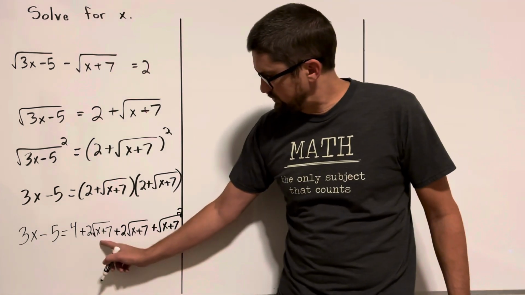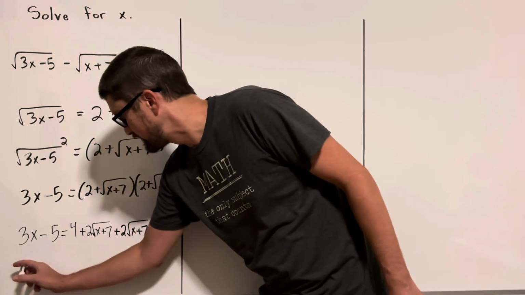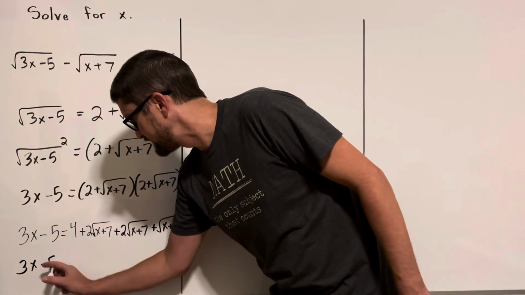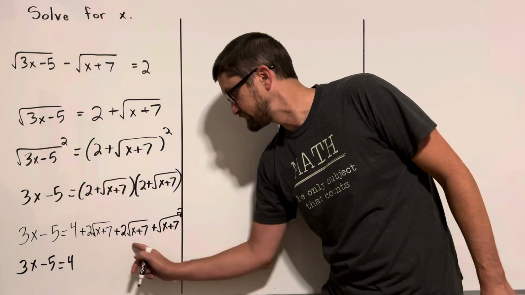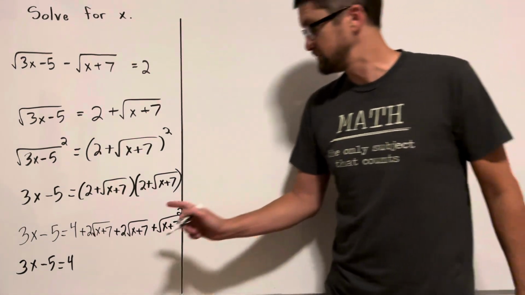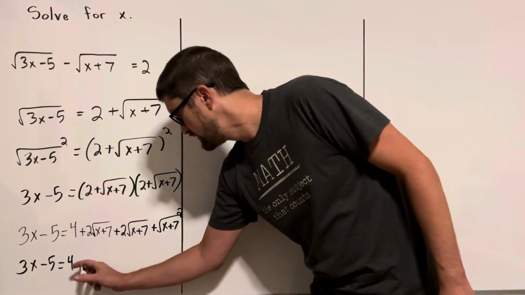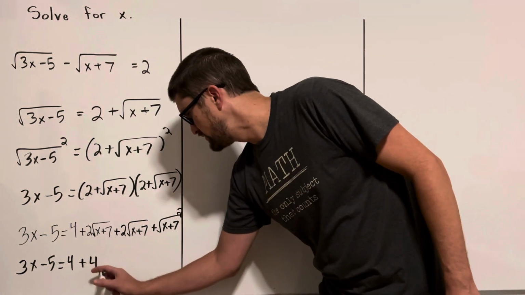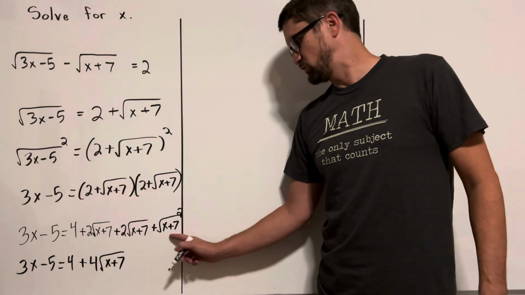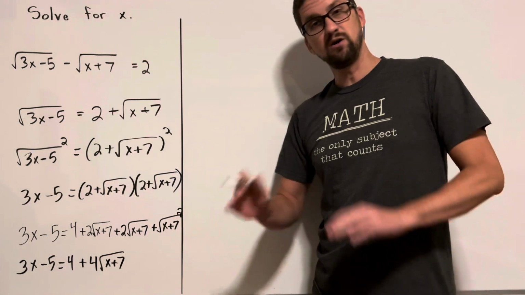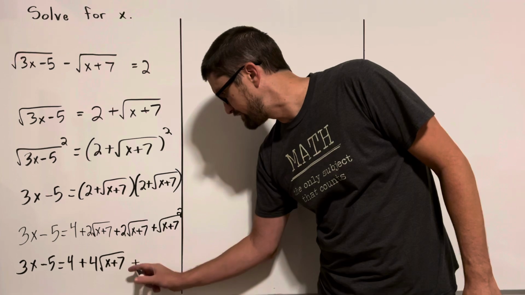All right, so the two middle terms, those are like terms. You can combine those. So I have 3x minus 5 equals 4. I'm going to combine these two terms. 2 square root of x plus 7 plus 2 square root of x plus 7 is 4 square root of x plus 7. So it's going to be plus 4 square root of x plus 7. And then this one, the square root and the square, they'll cancel each other out. And you have just x plus 7.